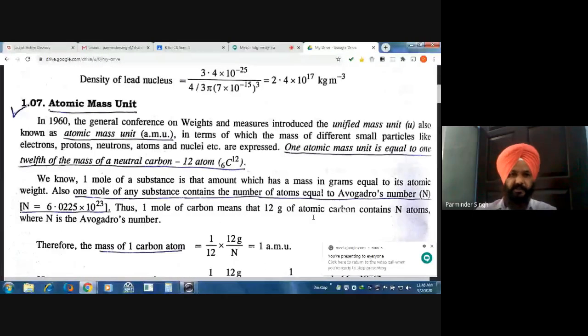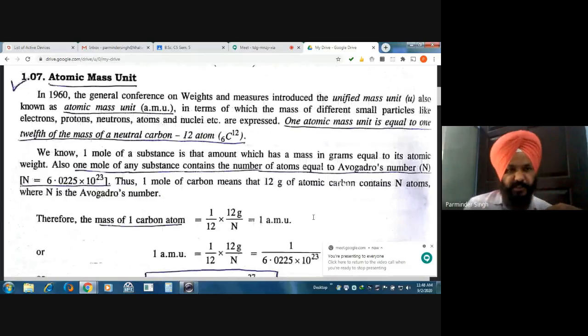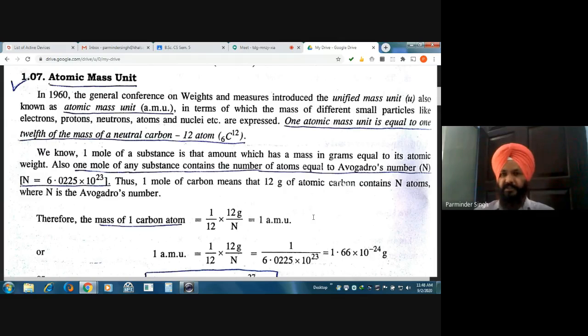So in today's lecture, we will mainly discuss the atomic mass unit. What is atomic mass unit? In the 1960s, the General Conference on Weights and Measures decided how we can weigh or measure the quantities of electrons, protons, neutrons. First of all, it was introduced as a unified mass unit, which is also known as atomic mass unit, or simply AMU, meaning atomic mass unit.